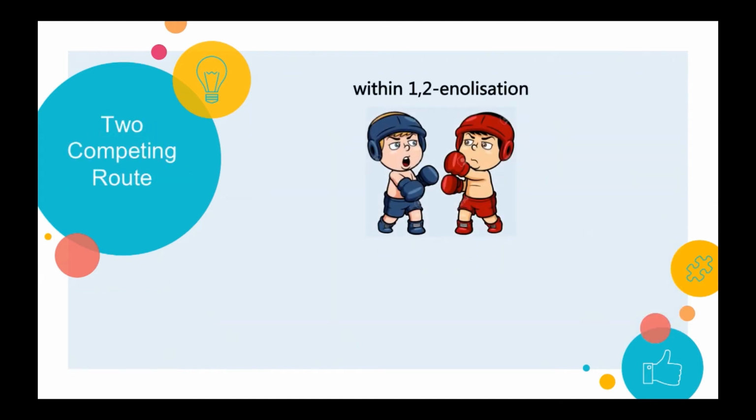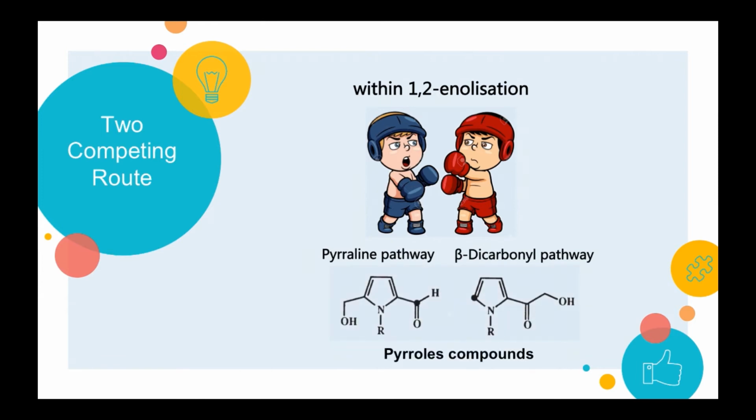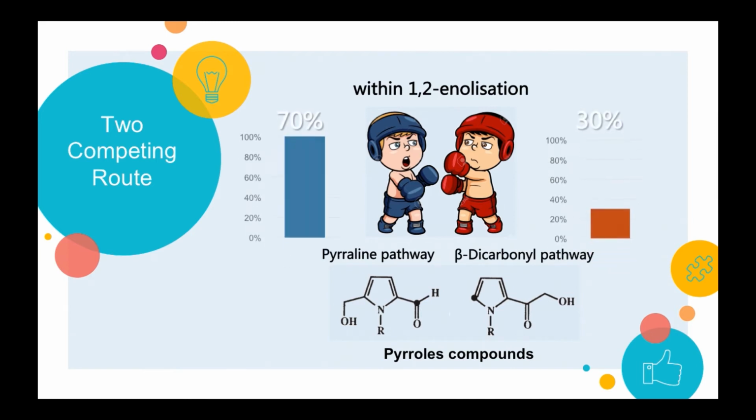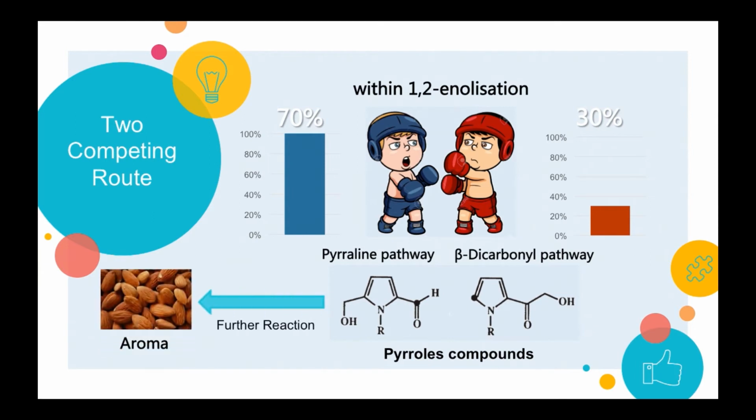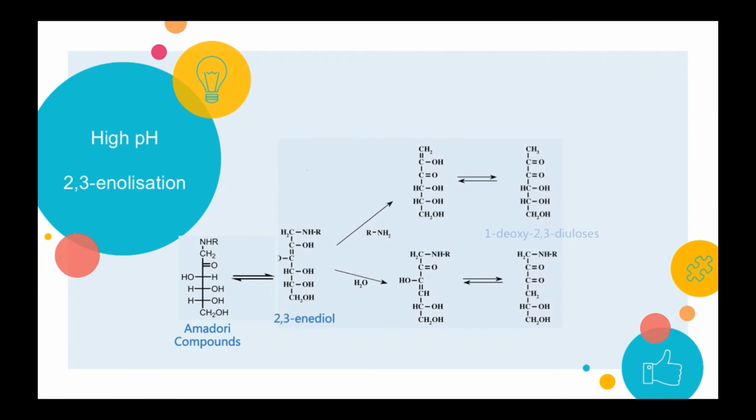Besides, there are two competing routes within the 1,2-enolization pathway, the proline pathway and the beta-carbonyl route. The proline pathway leads to the pyrroles, while the beta-carbonyl route leads to the formation of isomeric compounds. The competitive ratio of these two pathways is 70:30, and further reactions will generate cereal-like and nutty aroma. Additionally, Amadori compounds undergo 2,3-enolization under neutral or alkaline conditions. This route can also be split into two pathways.